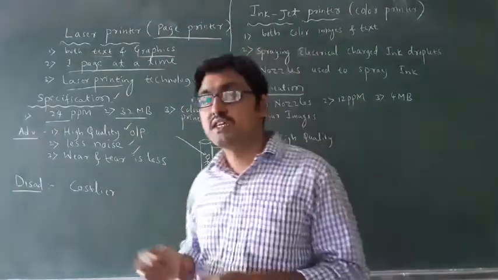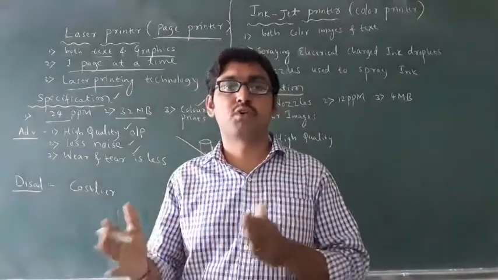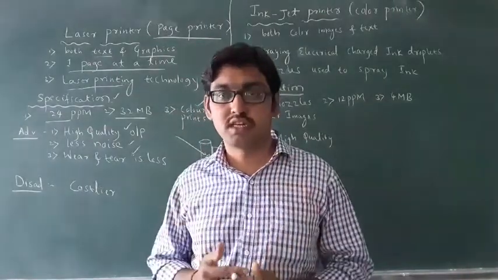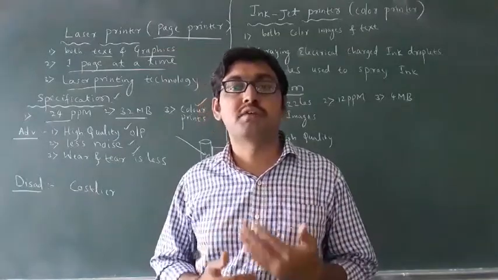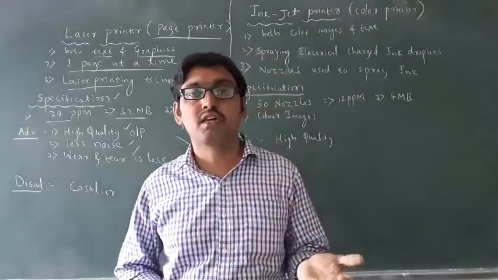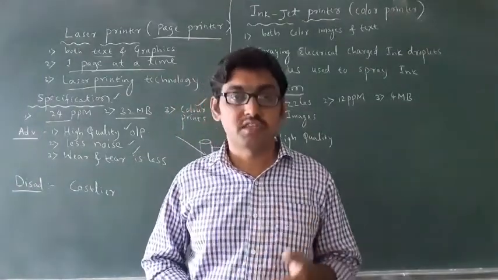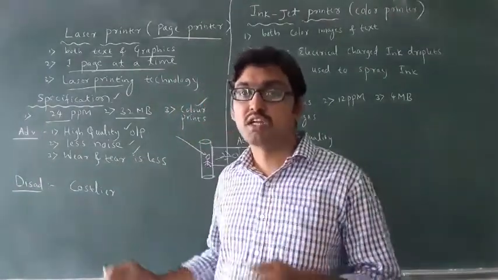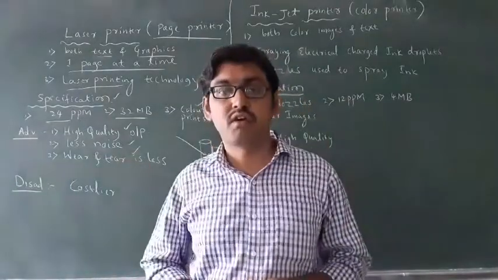Then the disadvantage is that it is costlier. You get a laser printer for 15,000 to 16,000 rupees. But a dot matrix printer you get for 8,000 rupees. But these are costlier. That is the only one drawback or disadvantage.